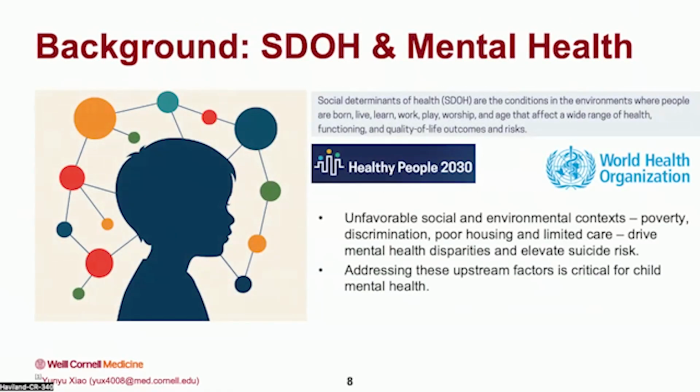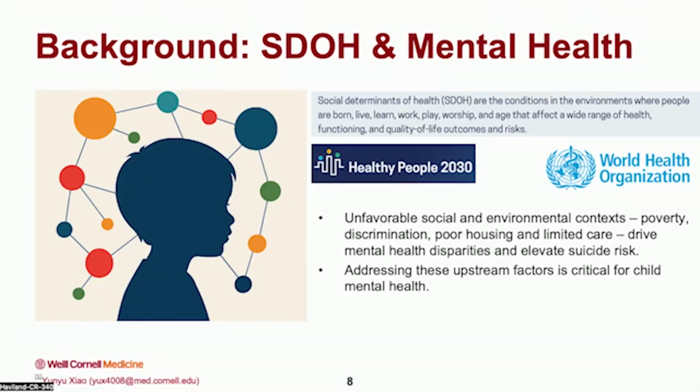And one of the important parts that has been brought into the stage is social determinants of health. And I think it is not a term that is unfamiliar with this group. It is defined as the conditions where people live and are born, learn, work and worship. So a lot of studies have been suggesting that unfavorable social and environmental contexts, like poverty, discrimination, poor housing, limited care, and for immigrants, language access issues, are barriers that drive the disparities and elevate suicide rates.